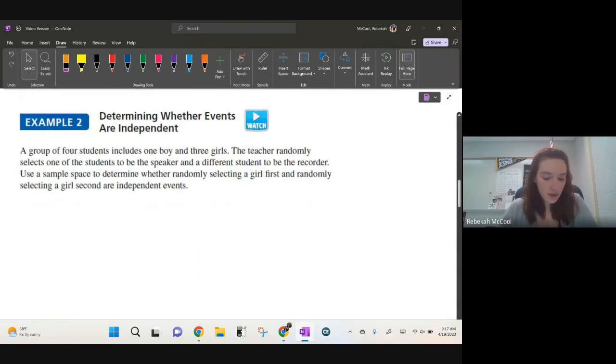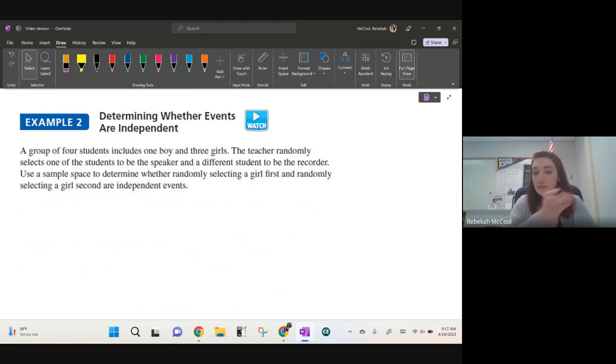A group of 4 students includes 1 boy and 3 girls. The teacher randomly selects one of the students to be the speaker and a different student to be the recorder. Use a sample space to determine whether randomly selecting a girl first and randomly selecting a girl second are independent events.